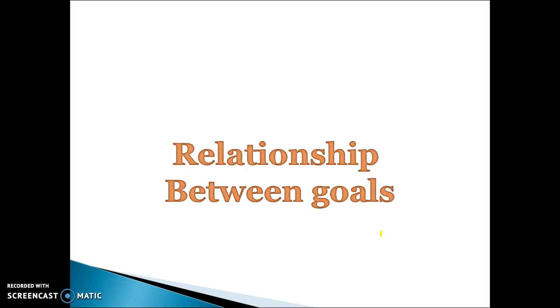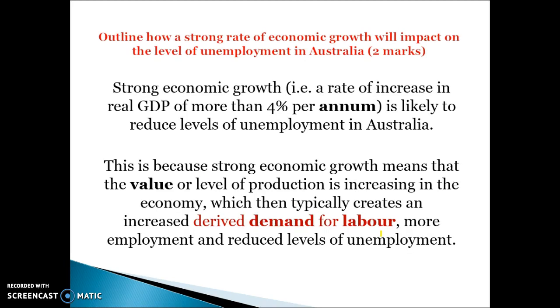You also need to be aware of the relationships between some of the economic goals. So again, we talked about this question in the last one, but if it's just a 2-mark question about how strong rates of economic growth will impact unemployment, just talk about the positives. So strong economic growth, generally above 4%, so define what strong economic growth actually means, is likely to reduce levels of unemployment. This is because strong economic growth means the value or level of production is increased, which increases the derived demand for labour, which would help to reduce unemployment levels.